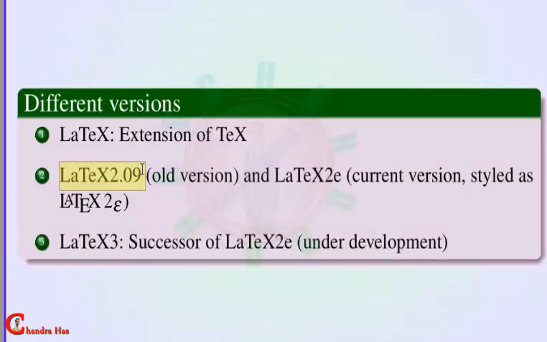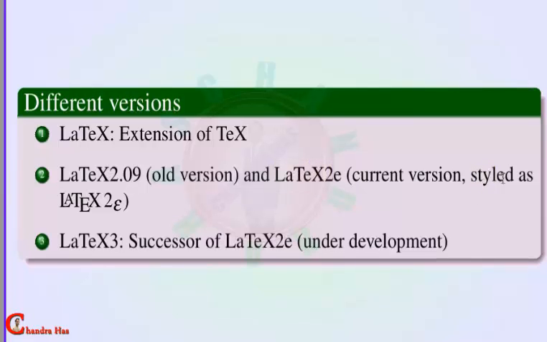LaTeX was presented as LaTeX 2.09, that was the older version, and then LaTeX 2e came, which is the current version, and it is styled as LaTeX 2 epsilon. And a third one will come, LaTeX 3, which has not come yet.